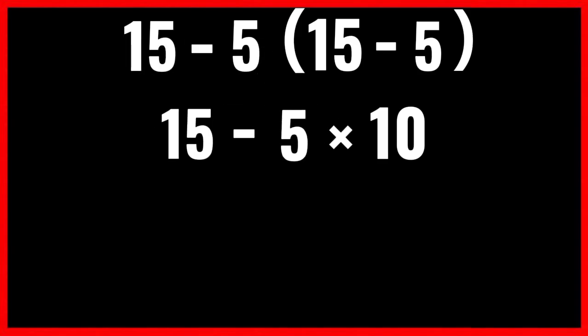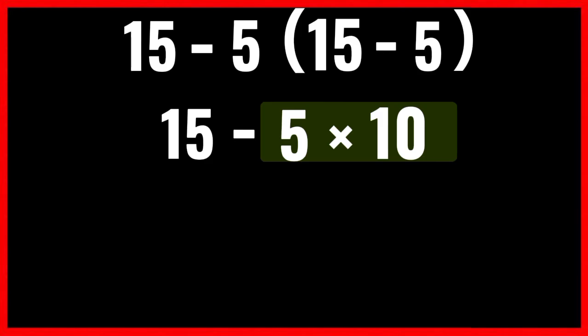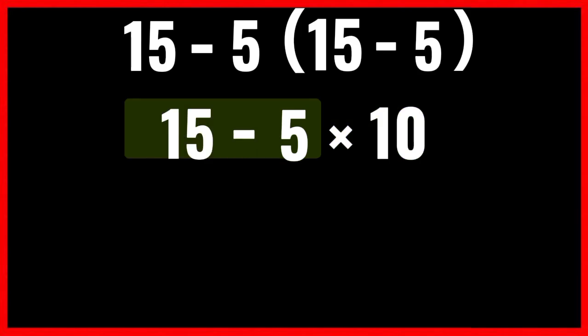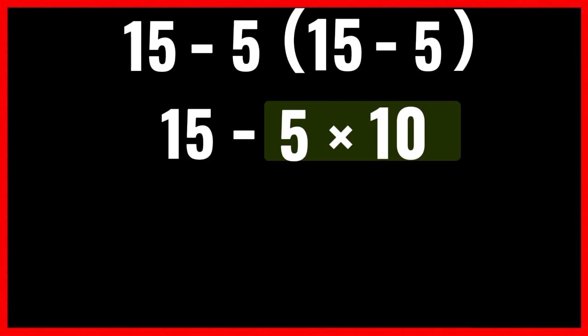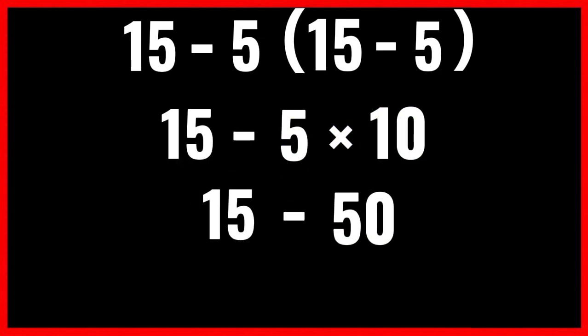Step 1. Solve inside the parentheses. Parentheses come first. So, we calculate 15 minus 5 inside the brackets. 15 minus 5 equals 10. Now, rewrite the problem with 10 inside the parentheses. 15 minus 5 times 10. Step 2. Multiply before you subtract. Now we have subtraction and multiplication left. Multiplication always wins the priority battle. So, we multiply 5 times 10, which equals 50. Now our equation becomes clean and simple.